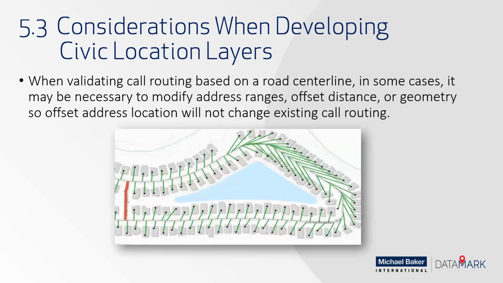In that same section as well, it adds that when validating call routing based on road centerline, in some cases, it may be necessary to not modify address ranges, offset distance, or geometry so that offset address locations will not change existing call routing. And so I put this graphic here. I hope you can see my mouse arrow because it will help understand what I'm trying to explain here.